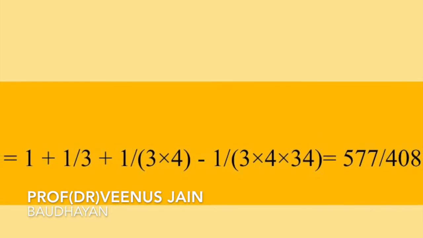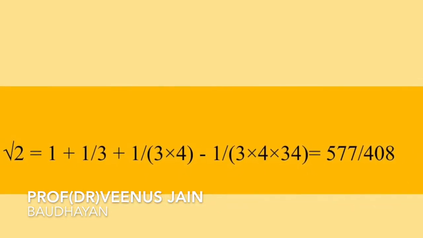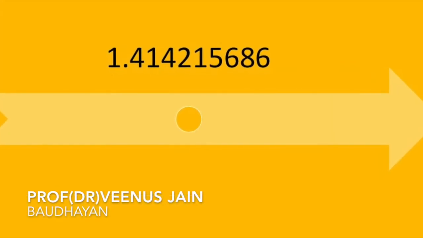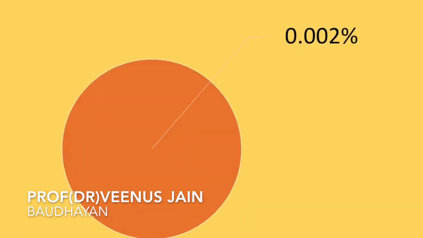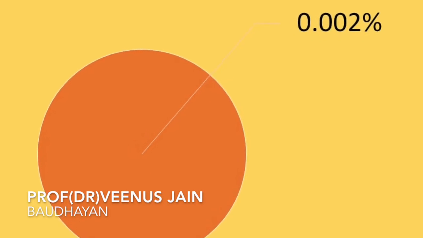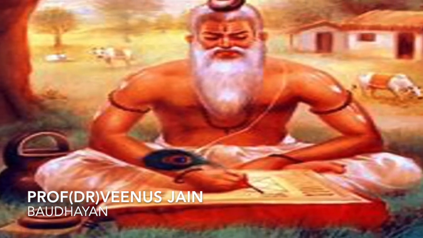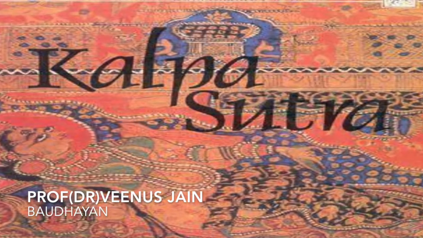The Sanskrit text gives in words what we would write in symbols like this, which is to 9 places and is correct to 5 decimal places. The error is of the order of 0.002 only. The Dharma Sutra of Baudhayan, like that of Apastambh, also forms a part of the larger Kalpa Sutra.